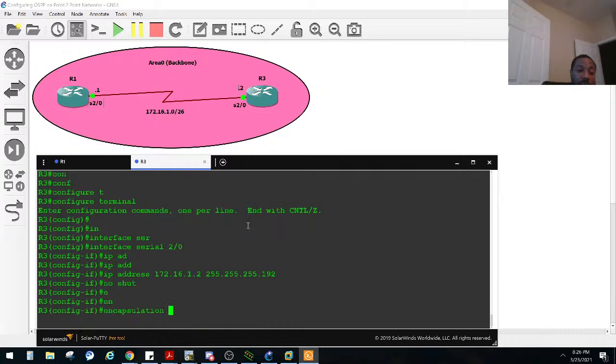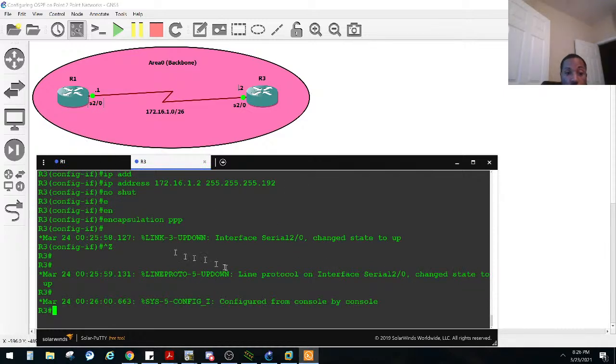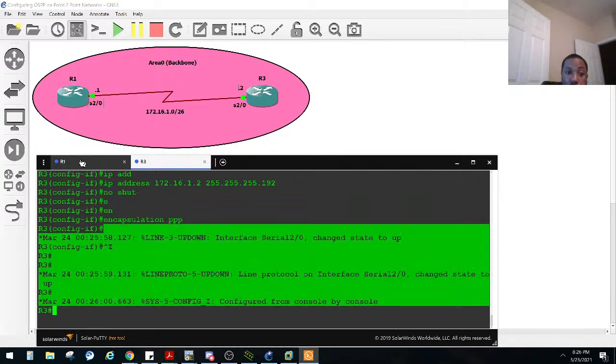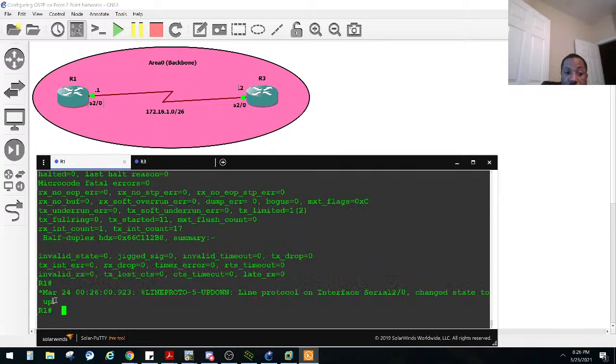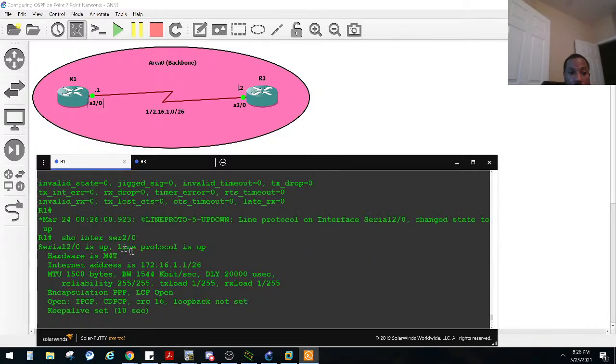Encapsulation PPP. He is up, and now notice these log messages that let you know he's coming up. And if we go back to router 1, he's going to get that log message to let him know it's up too. And we can verify that with show interface, right? Remember it said up, down last time? Show interface serial 2/0, and now it is up, which lets us know layer 1 is up, right?